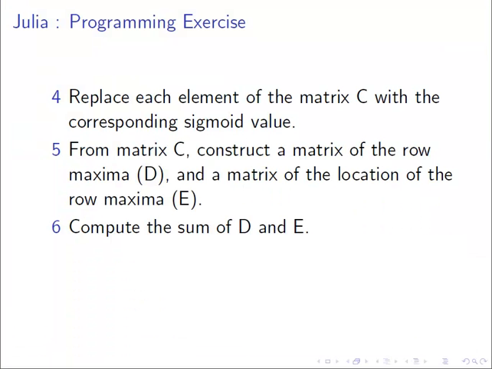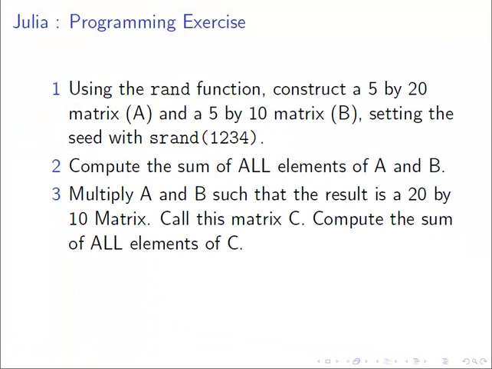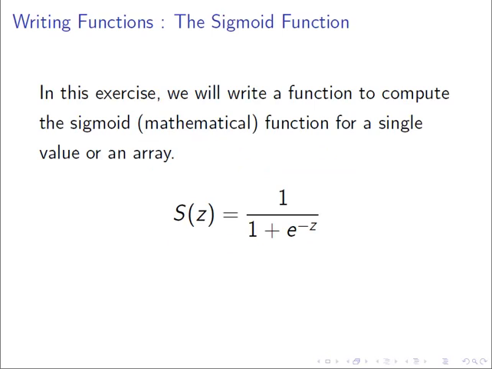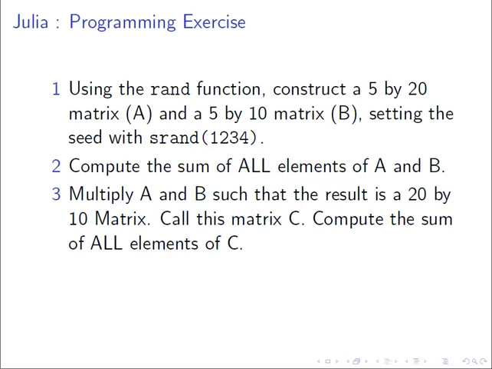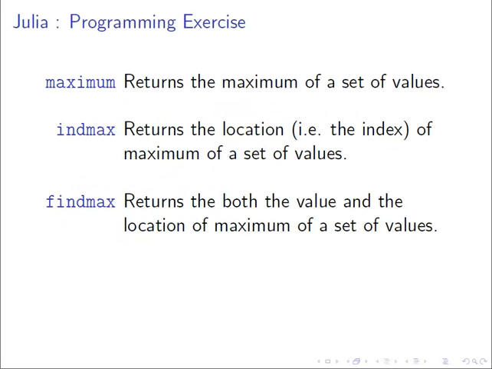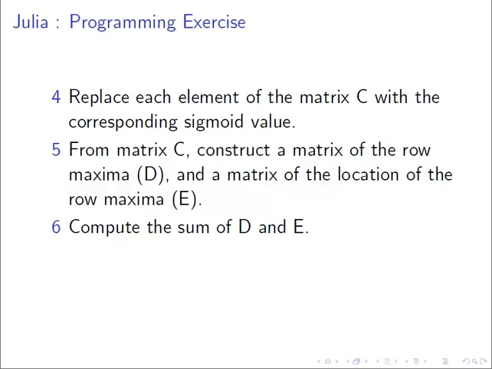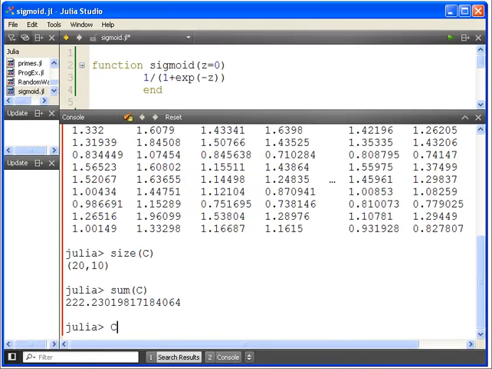Let's actually have a quick look at how it would be written mathematically. So just go back to the previous presentation. That's it there: 1 divided by 1 plus the exponential of minus z. Okay. And it works for arrays. It works for matrices. Okay, so it's gone too far there. So let's just replace C with the sigmoid of C.